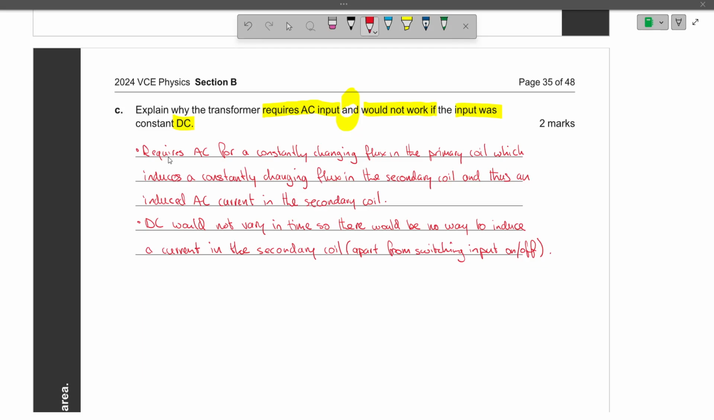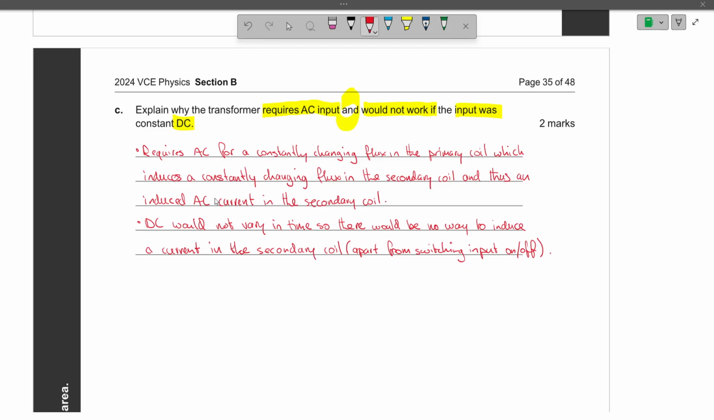So your transformer requires AC for a constantly changing flux in the primary coil, which induces a constantly changing flux in the secondary coil, and thus an induced AC current in that secondary coil. DC would not vary in time, so there would be no way to induce a current in the secondary coil apart from perhaps switching the input on and off. Okay.